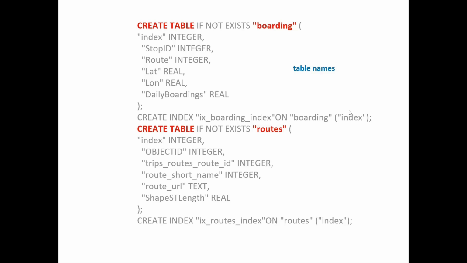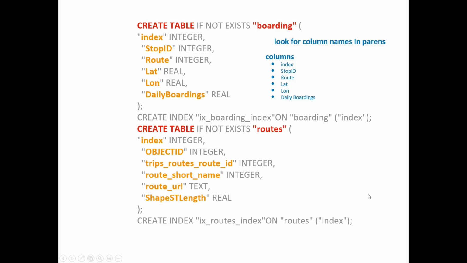Okay, so here we are looking at the code that was used to create this database. And we have two tables here. See, we have two in red there, create table, create table. And here's the title of those tables. So we're creating a table called boarding and one called routes. The next thing I'd like you guys to notice is that we have all of these column headers in quotes. So the boarding table is going to have columns for index, stop ID, route, latitude, longitude, and daily boardings.